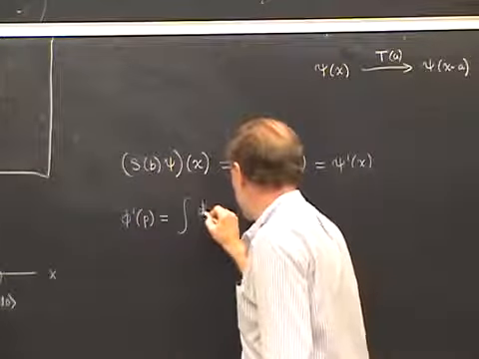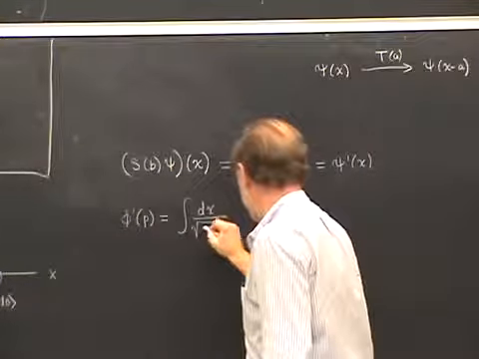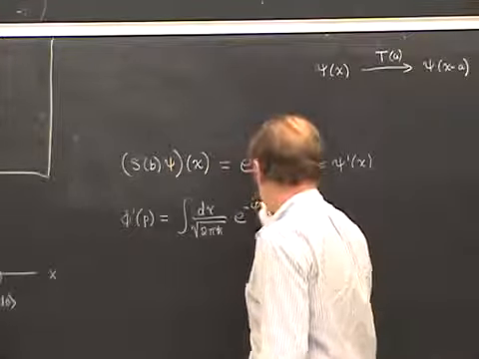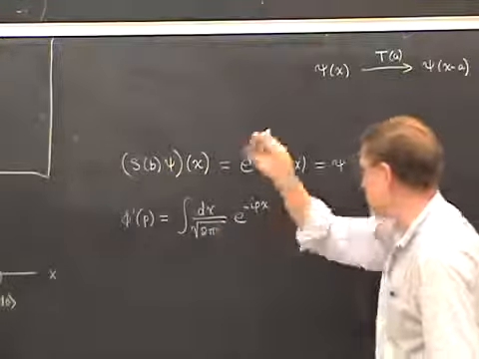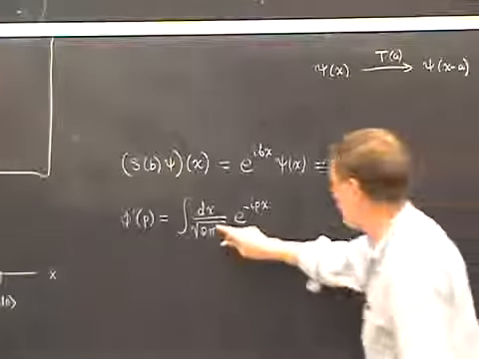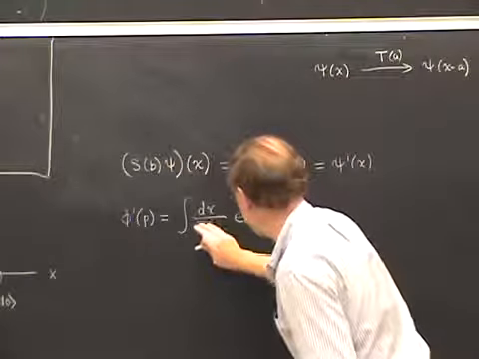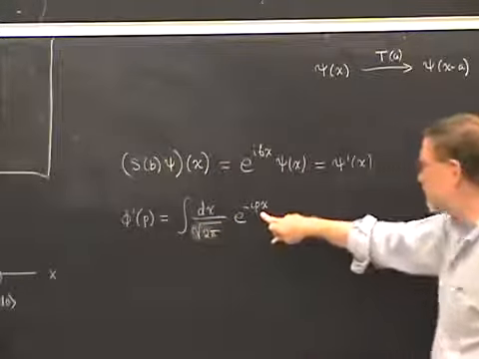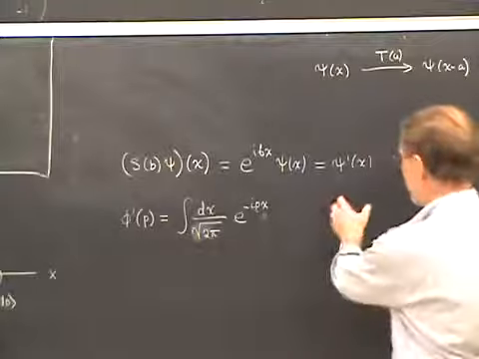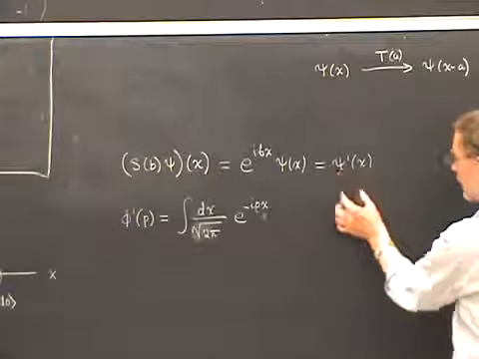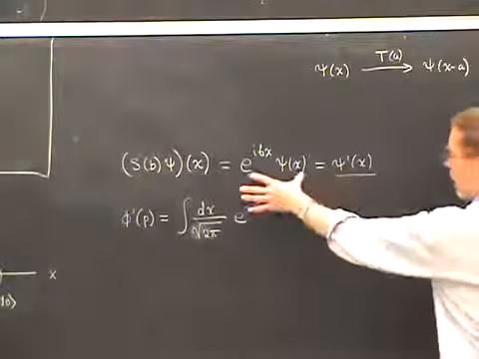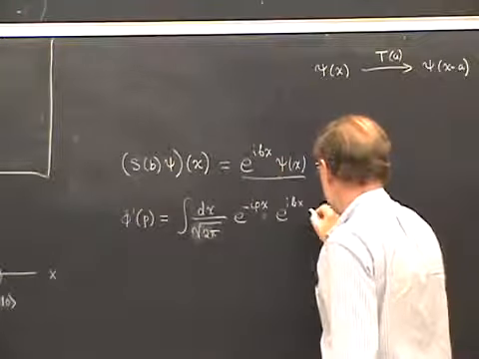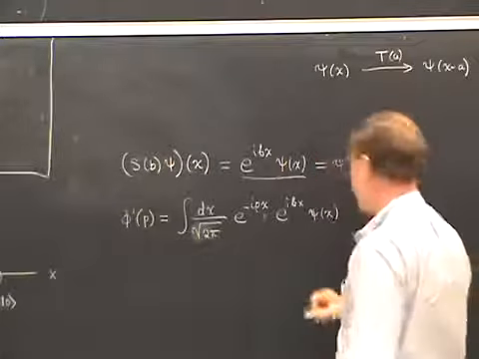Well, that's the Fourier transform. It's the integral dx over the square root of 2 pi h bar, and then e to the minus i p x. H bar is 1 here, so it's just the square root of 2 pi. Then we need to multiply by psi prime of x, which is in the line above, but I'll write e to the i V x times psi of x in place of psi prime of x, like this.